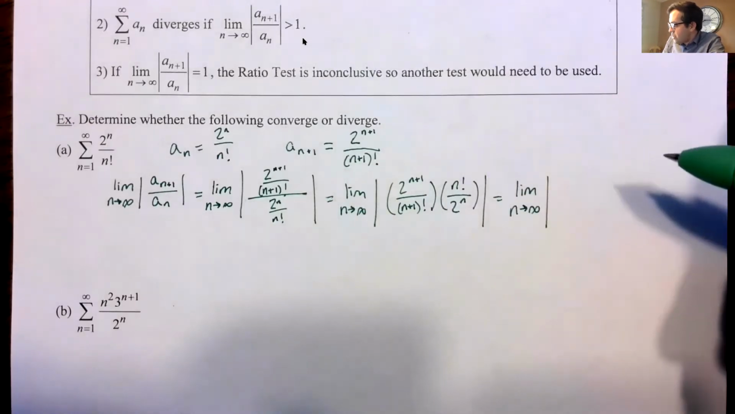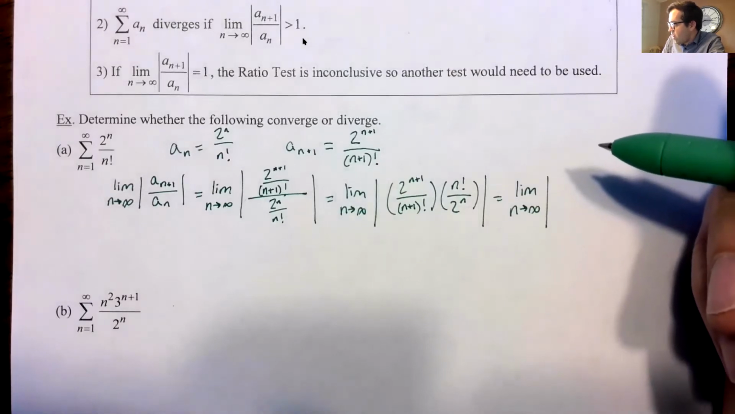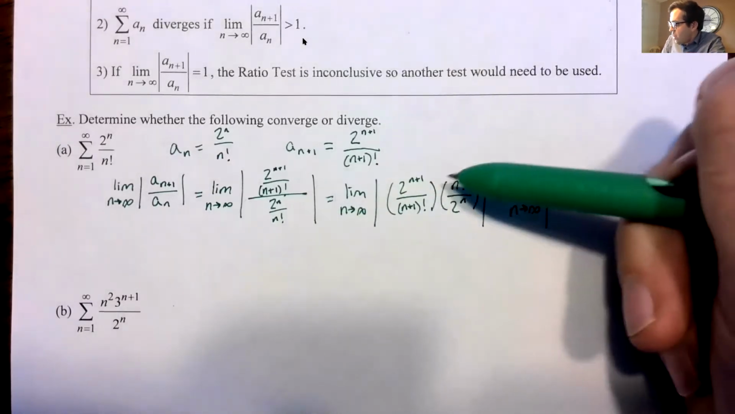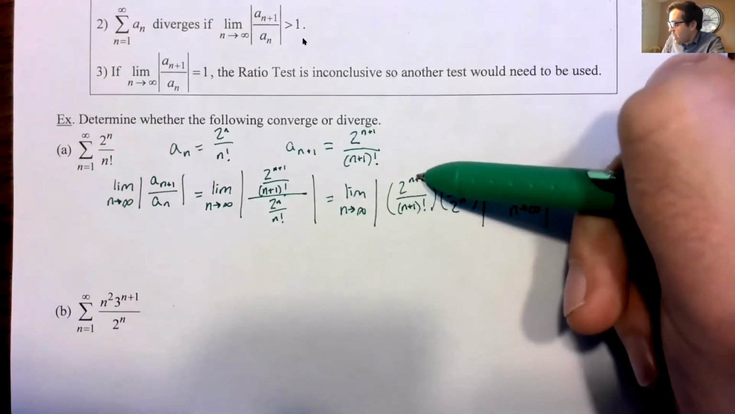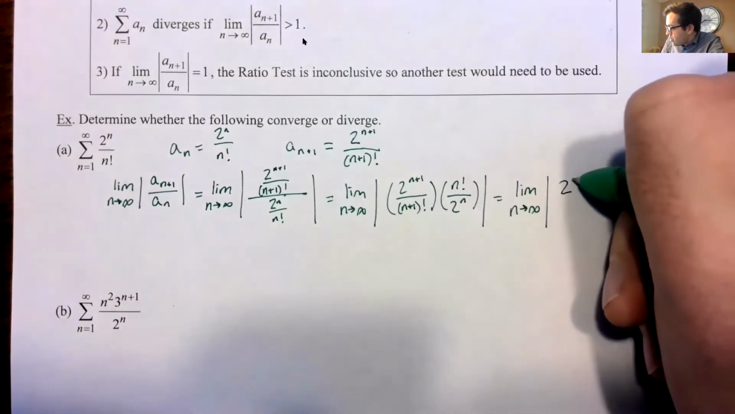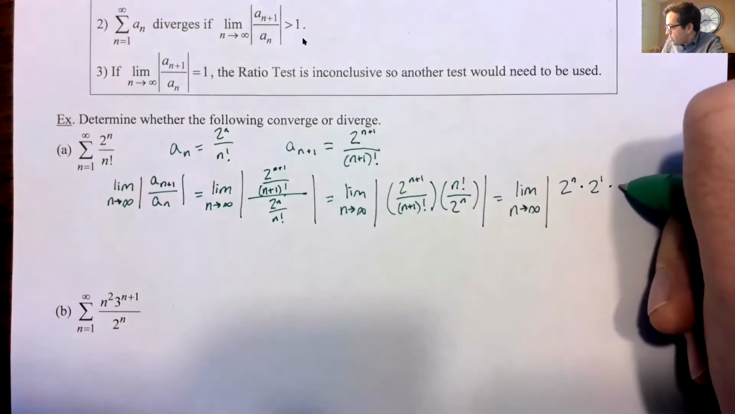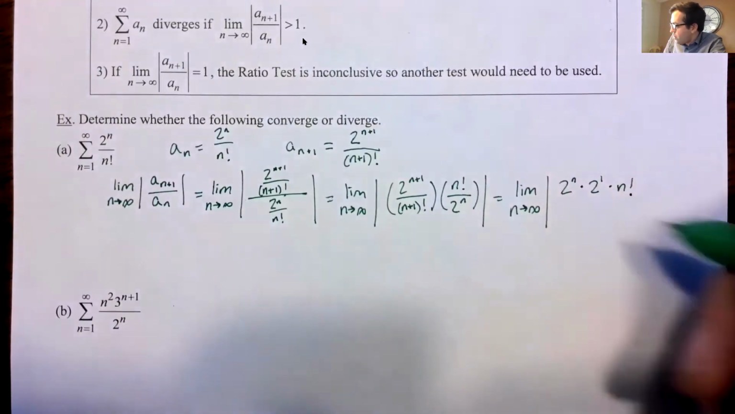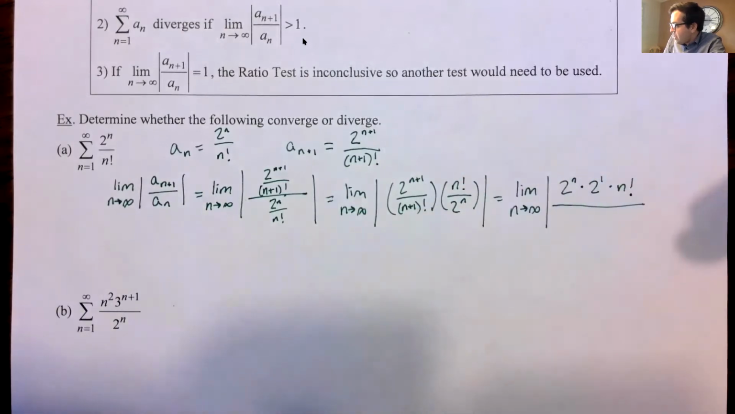Okay, so I'm going to do two things at once here. I'm going to see if I can find hidden in the numerator or the denominator things that are going to cancel out. So I know from properties of exponents that 2 to the n plus 1 is the same thing as 2 to the n times 2 to the 1. So I'm going to rewrite this as 2 to the n times 2 to the 1 times n factorial. And I did that because I have a 2 to the n in the denominator.